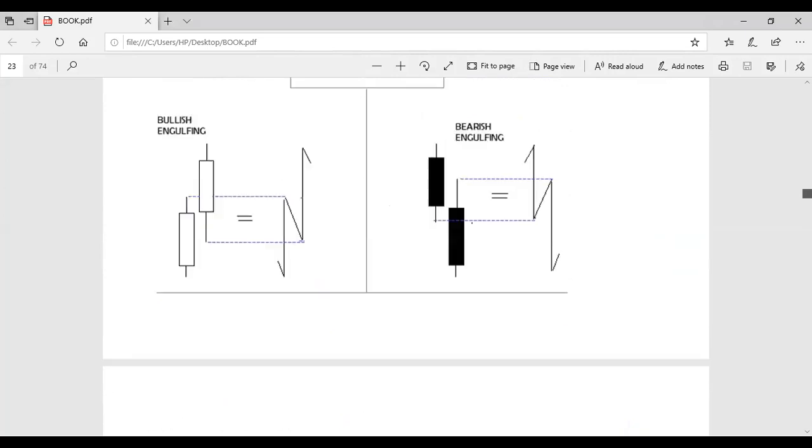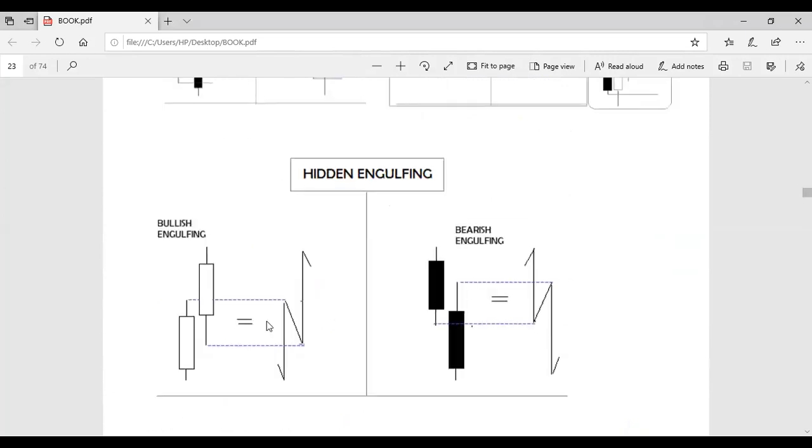I will go to focus your attention upon it again. It is an exclusive type, you have to focus attention on it. We call it a hidden engulfing. A hidden engulfing. What is a hidden engulfing?